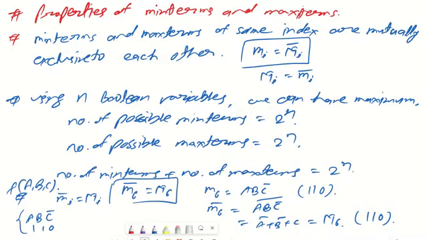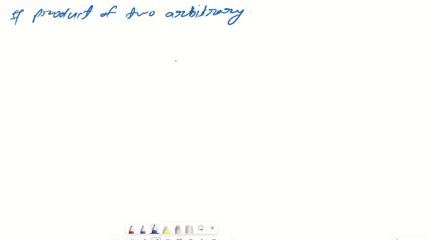Now the next property is: the product of two arbitrary min terms is always 0 for different indexes. So the product of two arbitrary min terms is always 0.